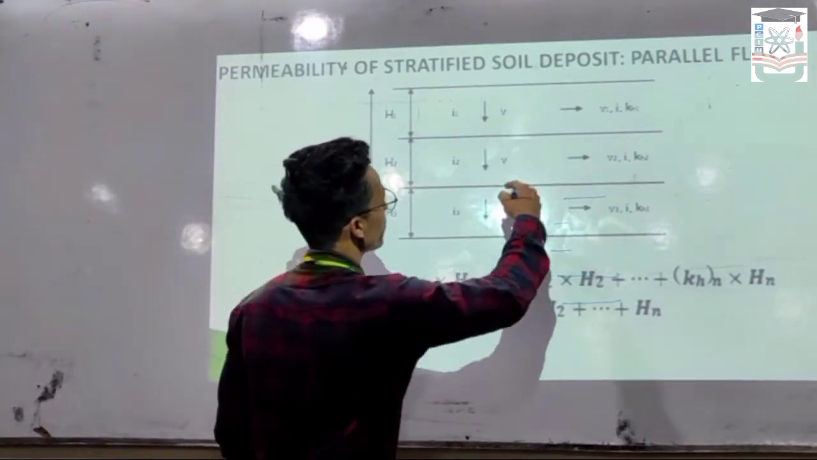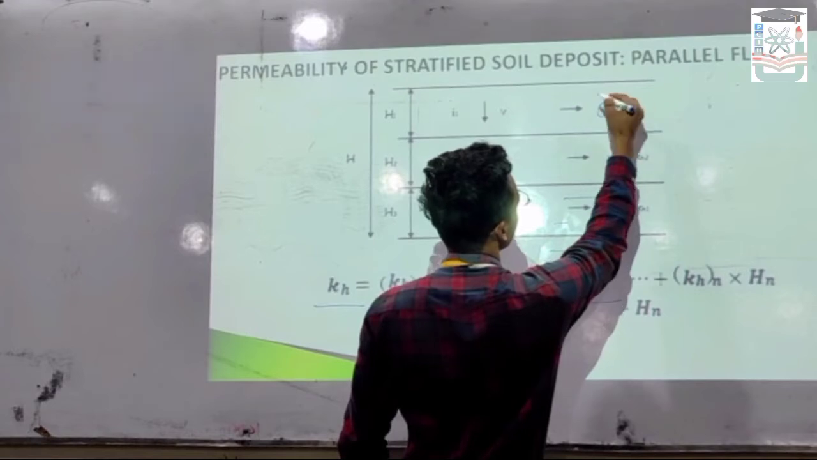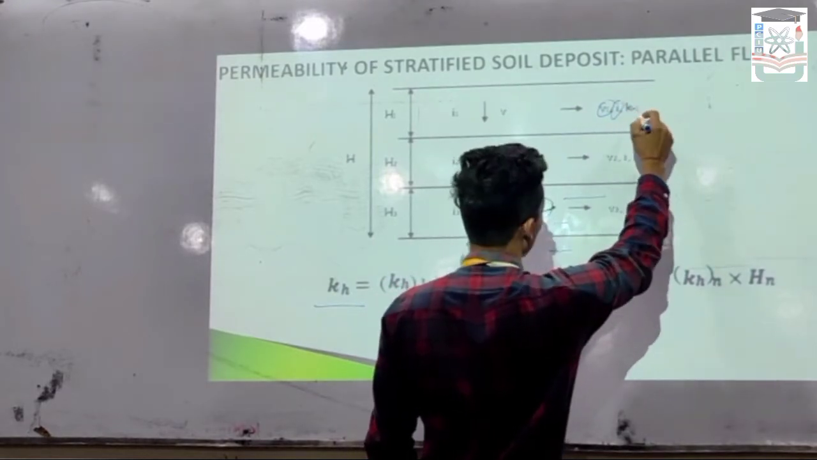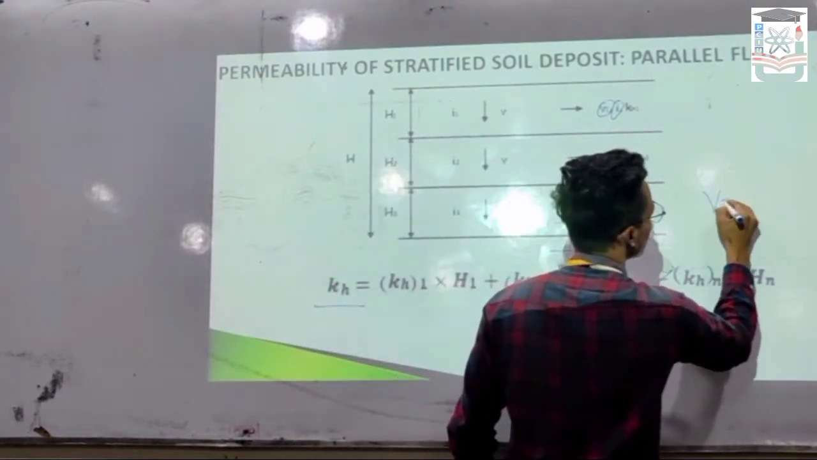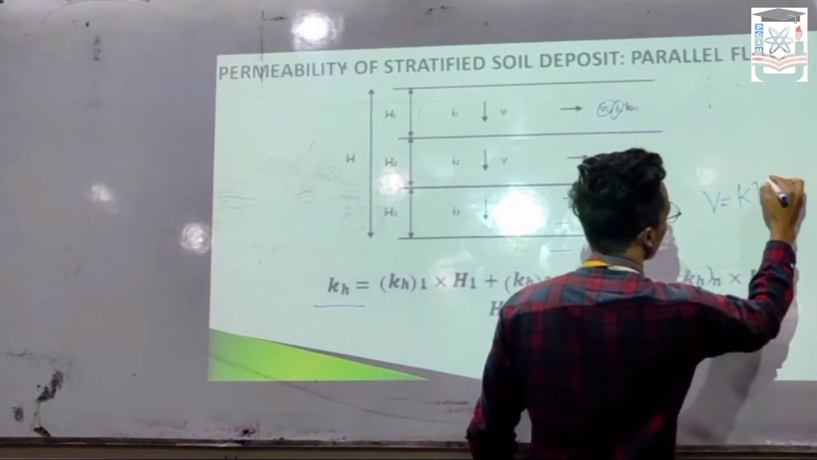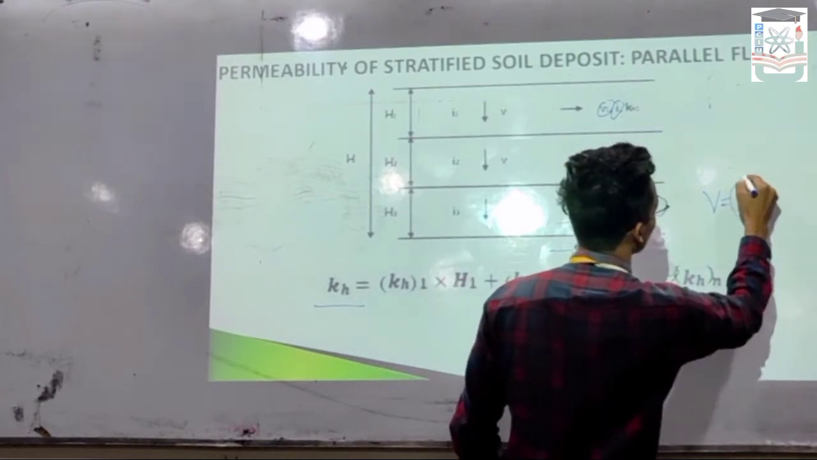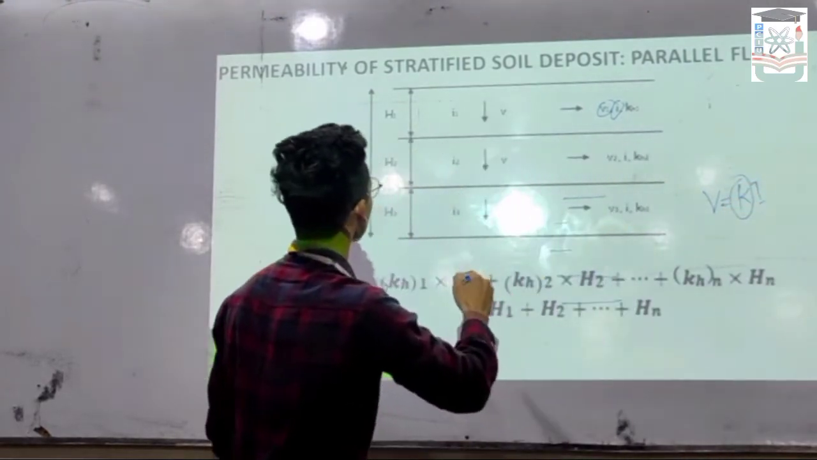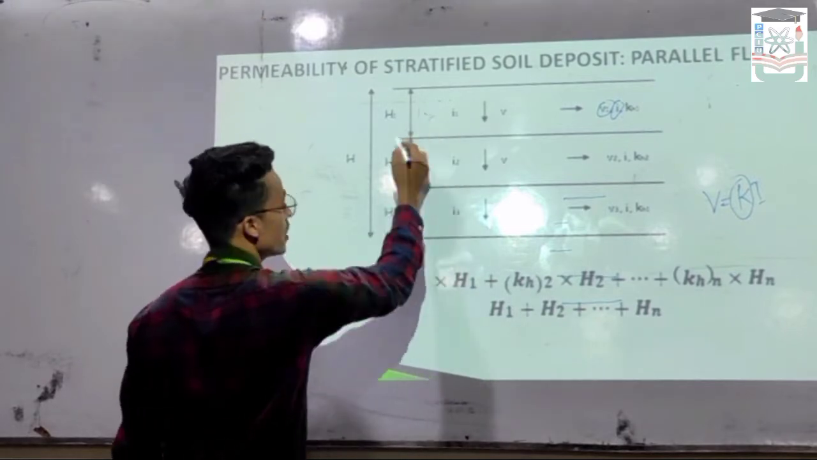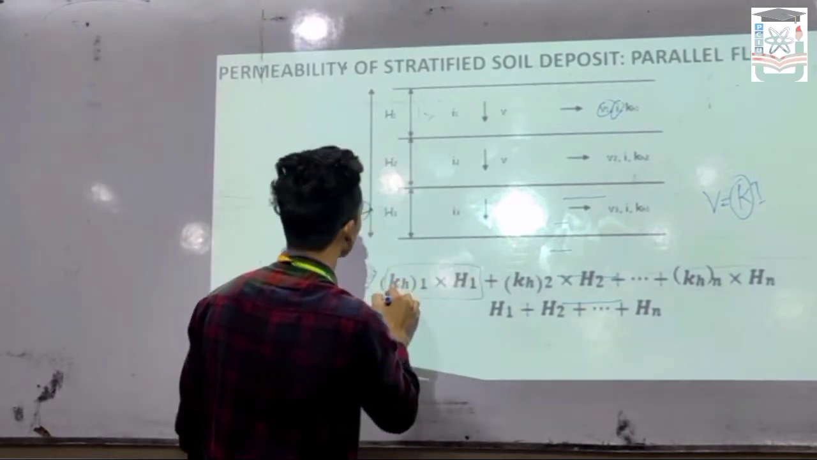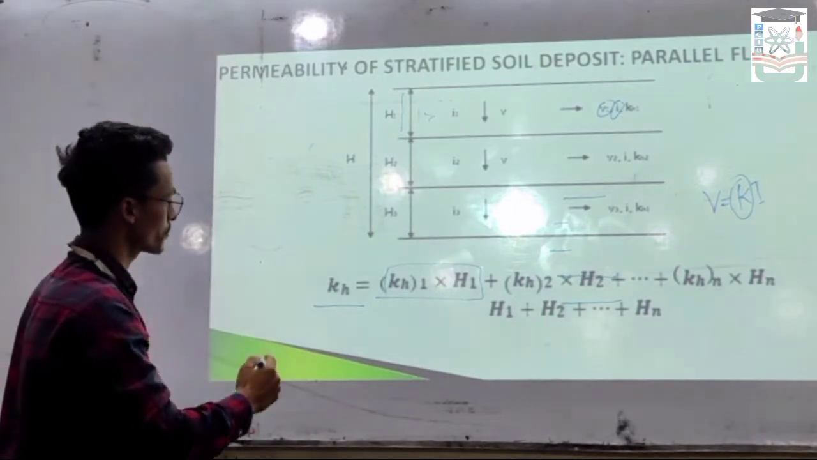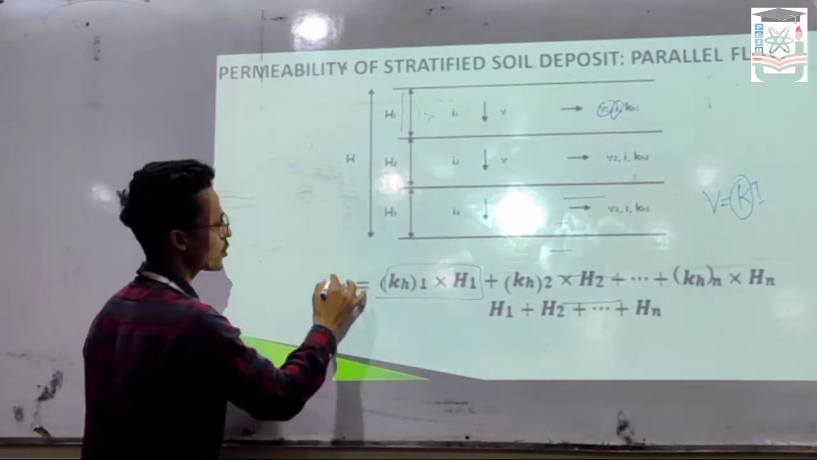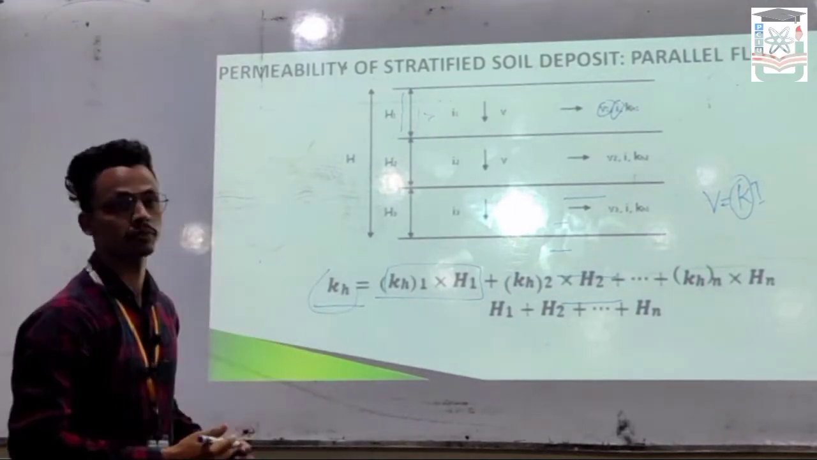Here in every layer we have the discharge velocity and hydraulic conductivity, which we can write as Ki, and by this we can find the coefficient of permeability for every layer. Then we multiply it by the height of each parallel flow layer. Then we can find the total coefficient of permeability for parallel flow.